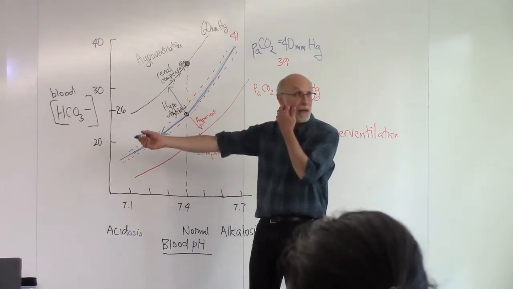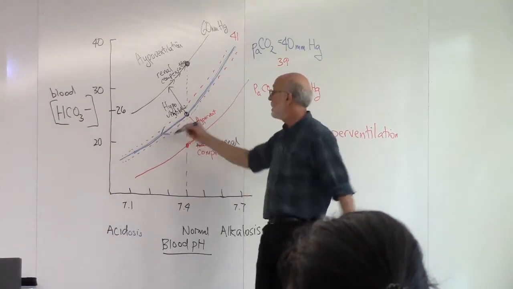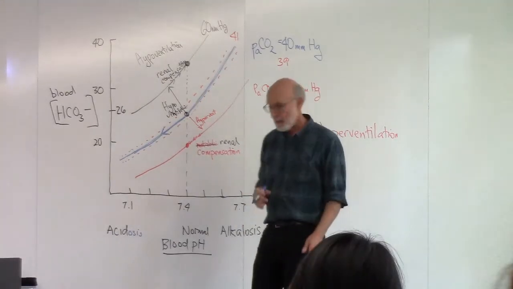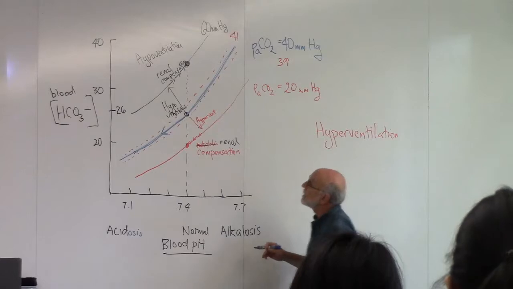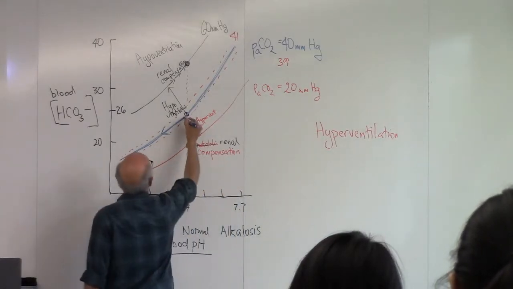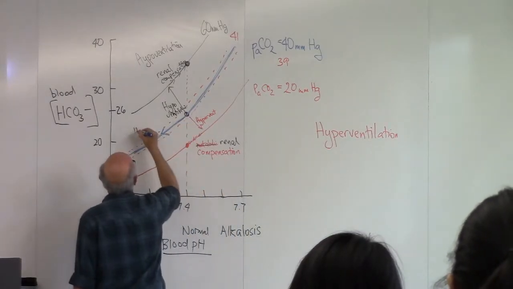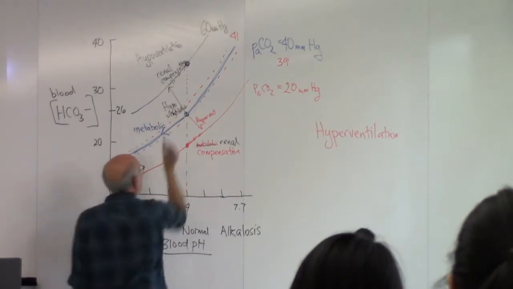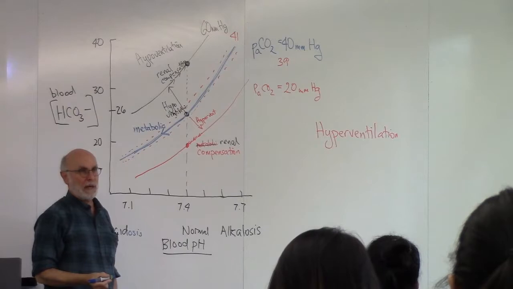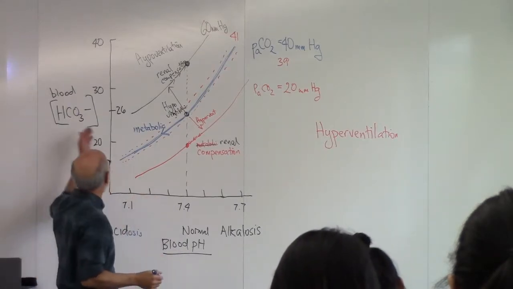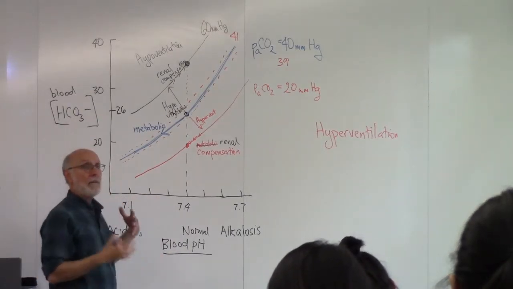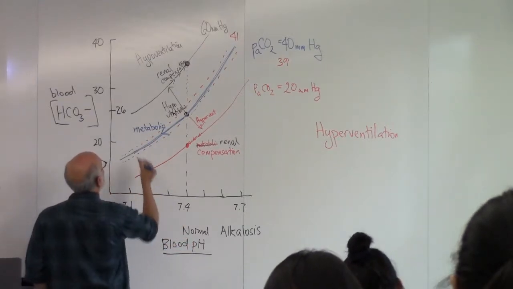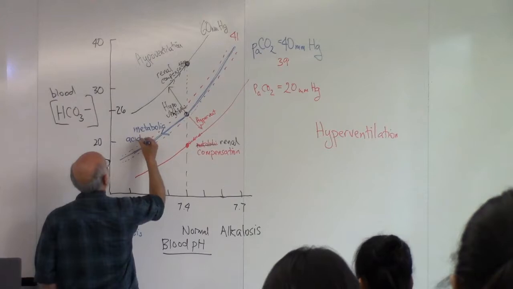We're still on the Henderson-Hasselbalch equation. We're still on the normal curve because we haven't adjusted respiration yet. Okay? So this arrow right here is metabolic, which just means anything other than respiratory, in this case. It could be renal, it could be muscle. Metabolic acidosis.